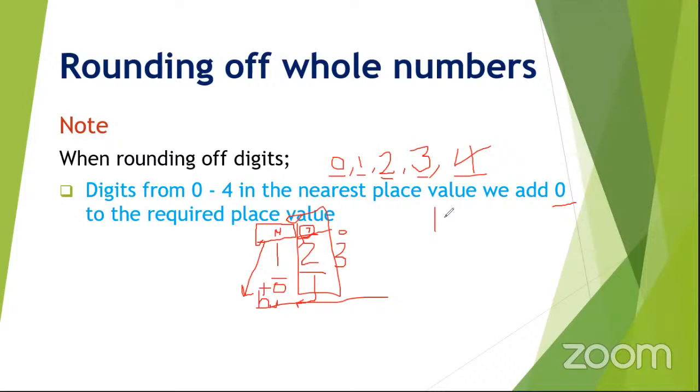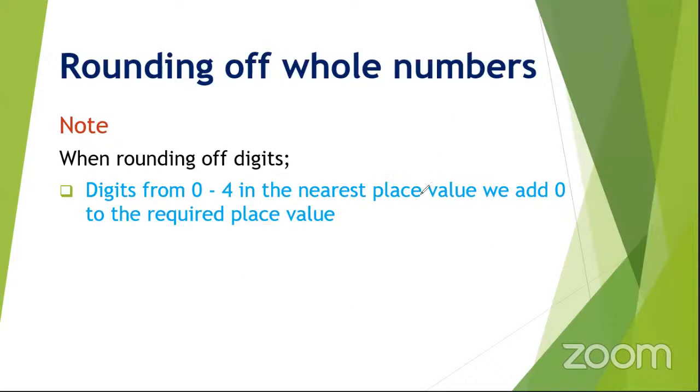So we shall have 123. When we are rounding off from here, we shall have a 0 added to the required place value. And what happens to the digits after? All these ones here become zeros. That is the first one. Then let us see the second note.